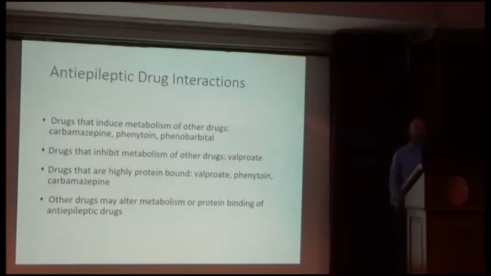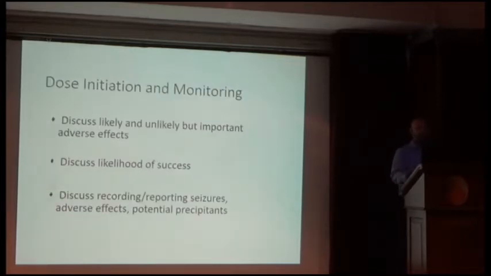Often the interactions are associated with the older generation of drugs. Most of the drugs that were available before 1993, which is valproate, phenytoin, carbamazepine, are either inducers or inhibitors, including phenobarbital. Inducers, examples would be carbamazepine, phenytoin, phenobarbital. Drugs that inhibit, the stereotypical example would be valproate. And often all of these older generation drugs are protein bound as well. So that again makes them unpredictable, with an unpredictable efficacy.